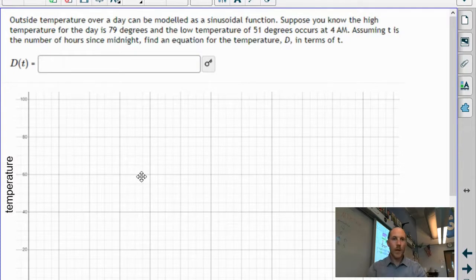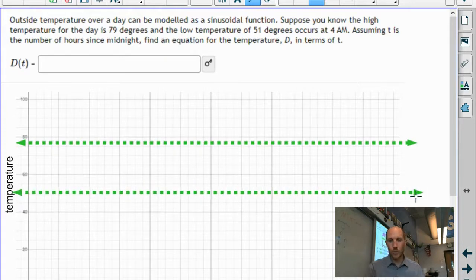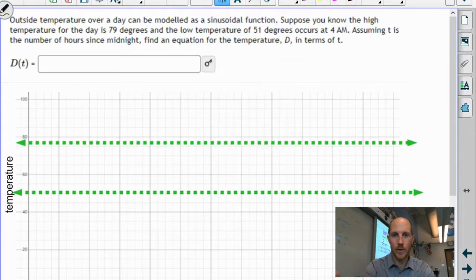So outside temperature over a day can be modeled as a sinusoidal function. So either sine or cosine, either of those is referred to as sinusoidal. And I know the high temperature is 79. So I'm going to go ahead and throw a guideline on here at 79. The low temperature of 51 occurs at 4 in the morning. So here's 51. I'm going to label those because it'll be a little bit hard to read that from the graph. So this is 79. This one is 51.